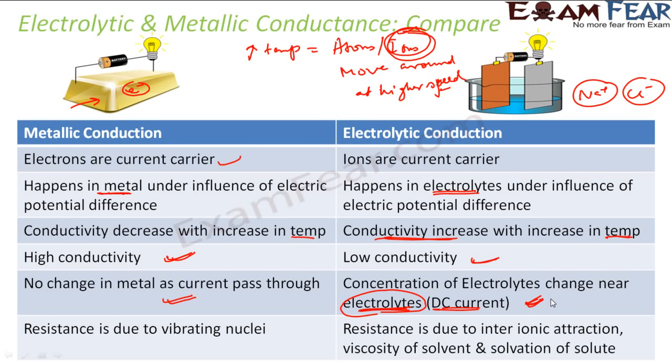Also, the Nernst equation implies the same thing. For a cell, the concentration changes over a period of time. And here also, since the same electrolyte is used for a long time, the concentration will change. And the resistance in this case is due to vibrating nuclei, the vibrating atoms here.